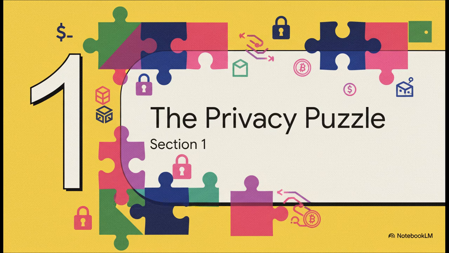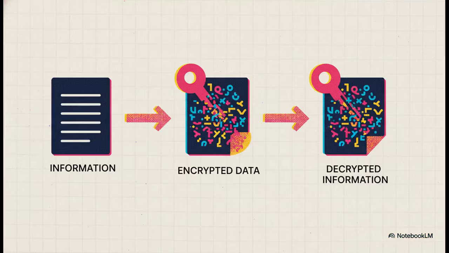All right, so to really get how this all works, we first need to understand the challenge. Let's call it the privacy puzzle. So, look, we're all familiar with basic encryption, right? You use it every single day. You take some data, maybe an email or a message, use a key to scramble it up, and boom, it's just gibberish to anyone else. Only the person with the right key can unscramble it. It's simple, it's effective, and it's pretty much the bedrock of online privacy.